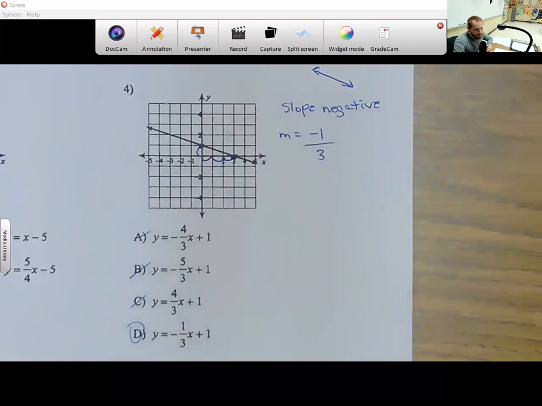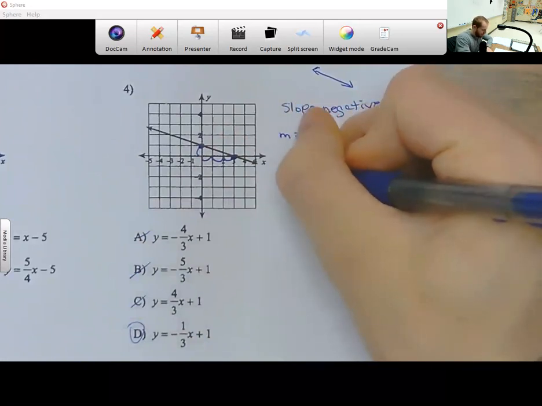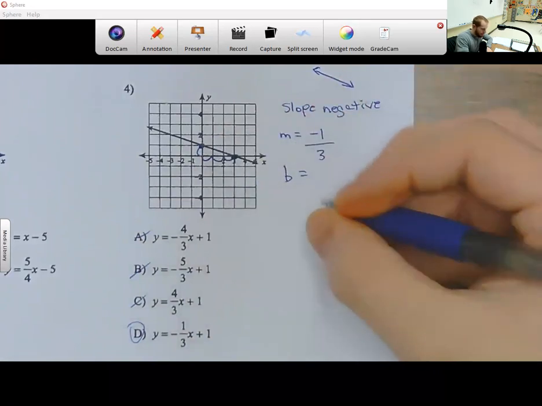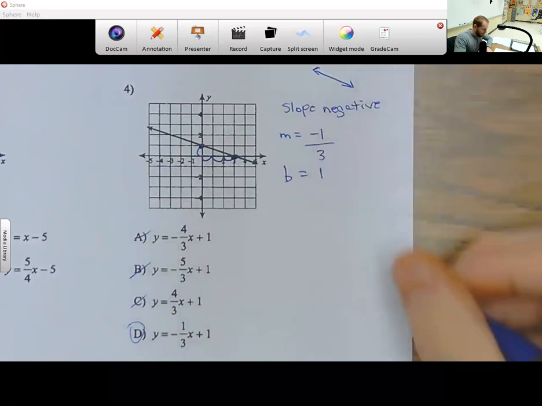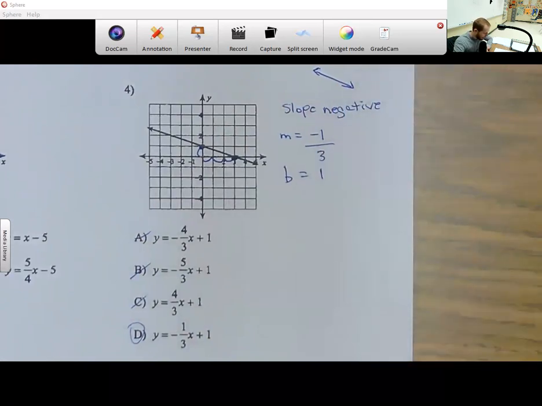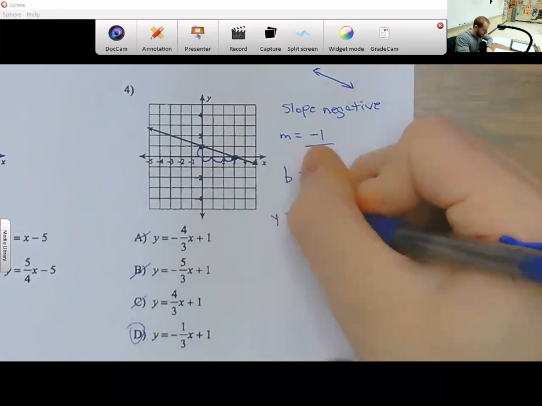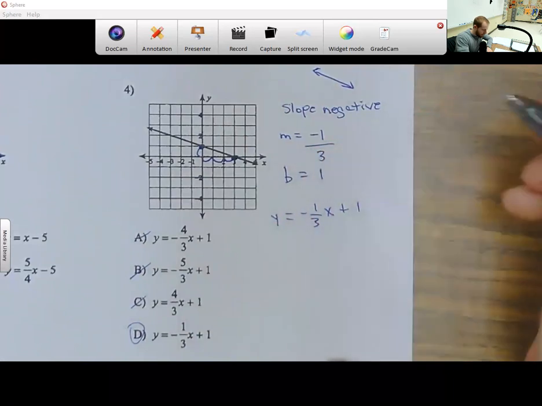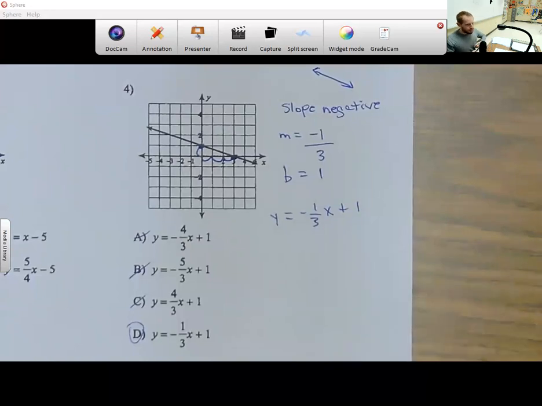Now, what's my b, or my y-intercept? Where does it cross the y-axis? Crosses at 1. So b is going to be 1. So I can write that as y equals -1/3 x plus 1. Okay.